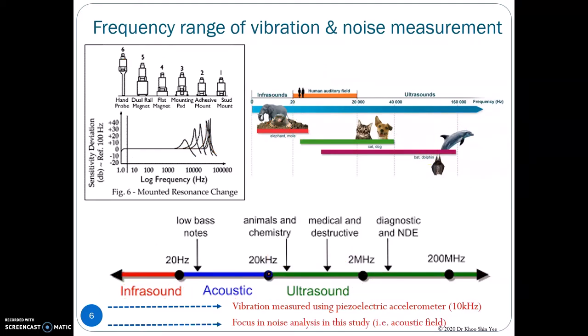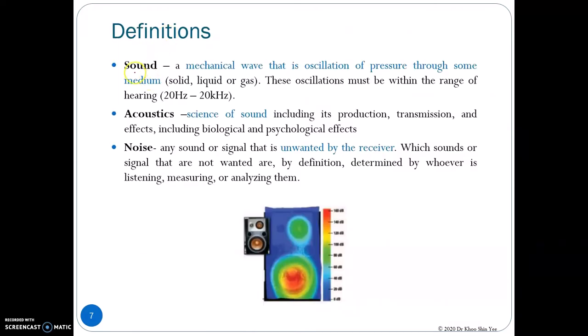In this study, we will only focus on acoustics. Infrasound and ultrasound are both out of scope. You must know the difference between sound, acoustics, and noise. So far, we define sound as from 20 Hz up to 20 kHz because this is the frequency range of sound that can be heard by humans.